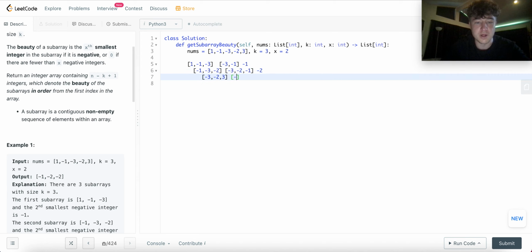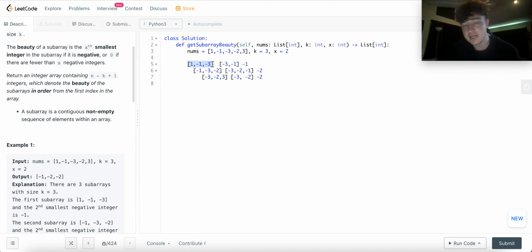Here the smallest is -3. The next smallest is -2. So our second smallest is -2. So in this problem, the brute force solution would be to look at each subarray, look at all of its elements, and determine the xth smallest one. That's what I literally just did here.